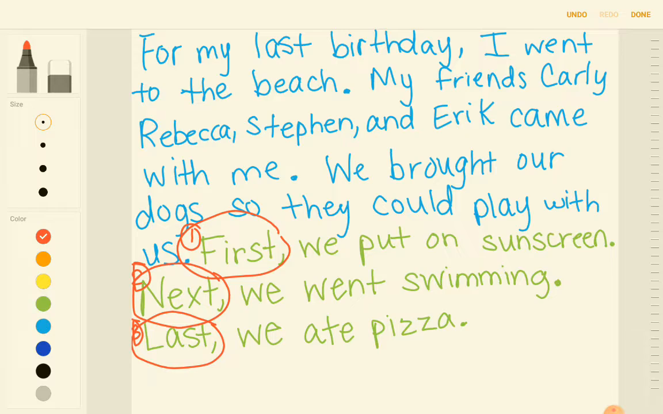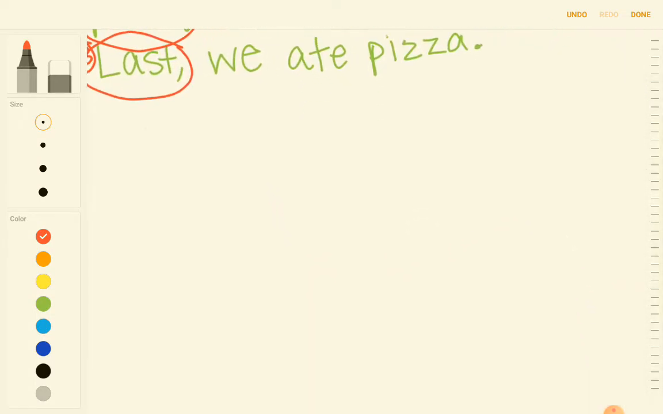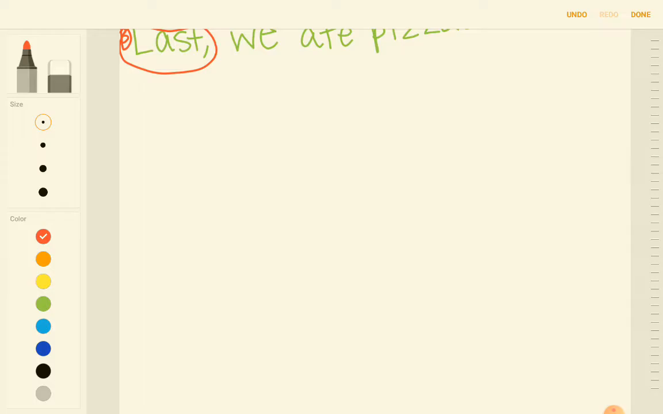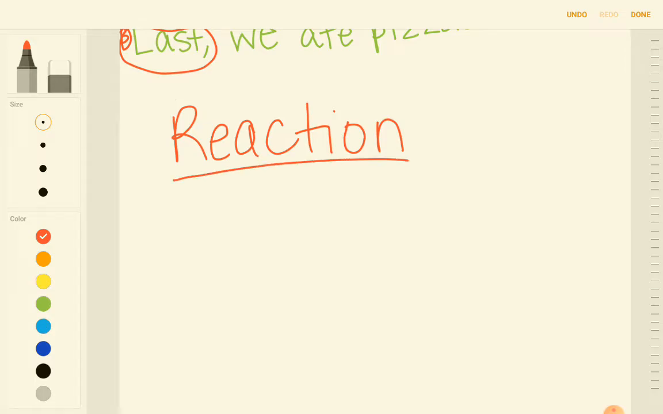All right, now I want us to write a reaction. So a reaction is how we were feeling about what happened. So let's talk about reactions. A reaction is how you were feeling.